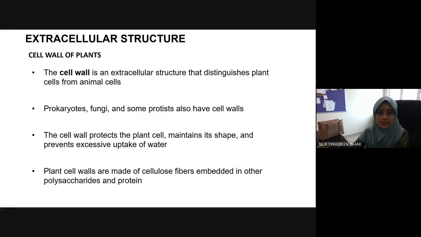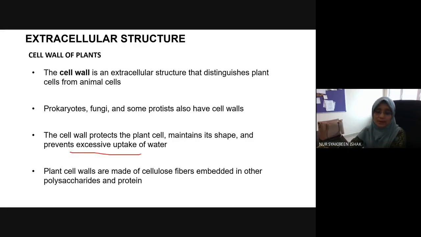So the first extracellular structure here is the cell wall. So the cell wall is an extracellular structure that distinguishes plant from animal cell. So other organisms that have cell wall are prokaryotes, fungi, and also some protists. So the cell wall protects the plant cell, maintains its shape, and prevents excessive uptake of water.